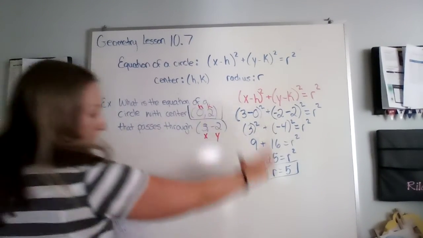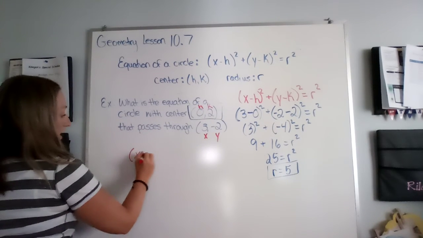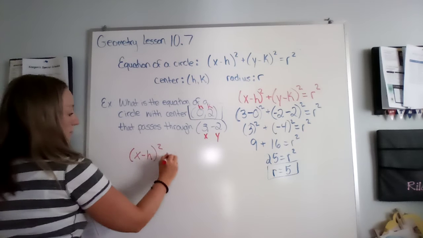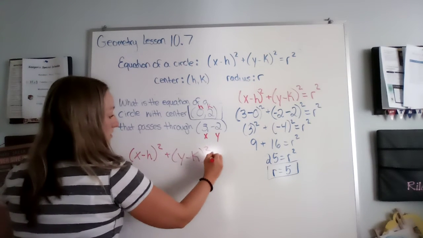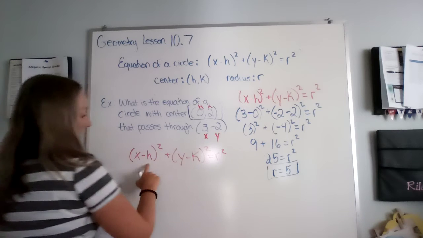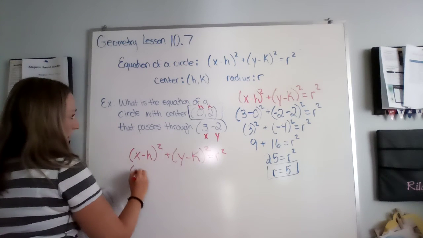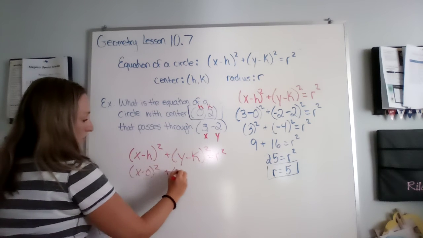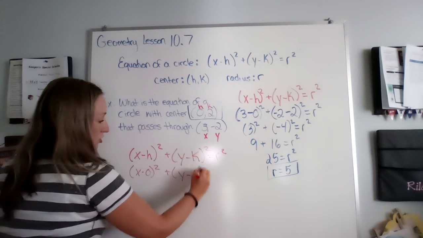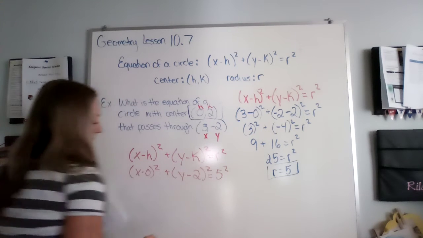So hopefully you can keep on working vertically on your paper, but since I'm out of room, let me come over here. (x - h)² + (y - k)² = r². h and k, 0 and 2, r is 5. So (x - 0)² + (y - 2)² = 5².